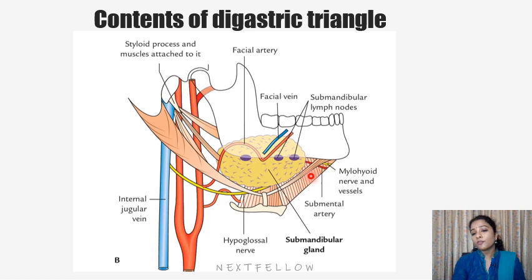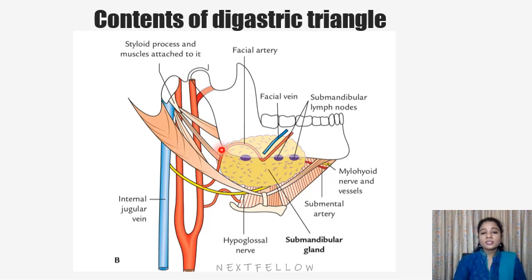So mylohyoid forms the floor of anterior part of the digastric triangle, and contents of the anterior part of digastric triangle are submandibular salivary gland, submandibular lymph nodes, facial artery and vein, and it also contains mylohyoid vessels and nerves, submental artery. So that is about the anterior part.